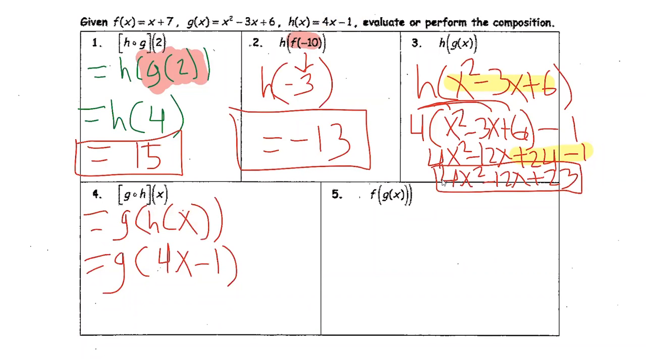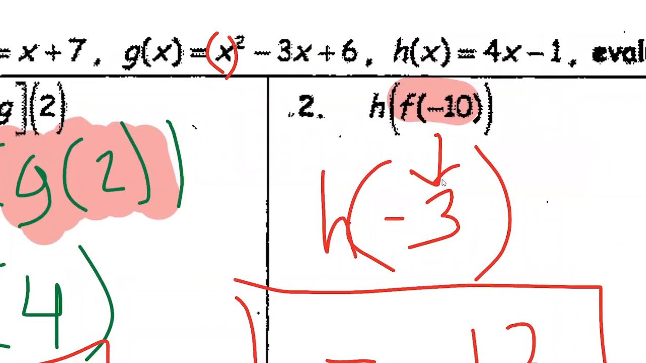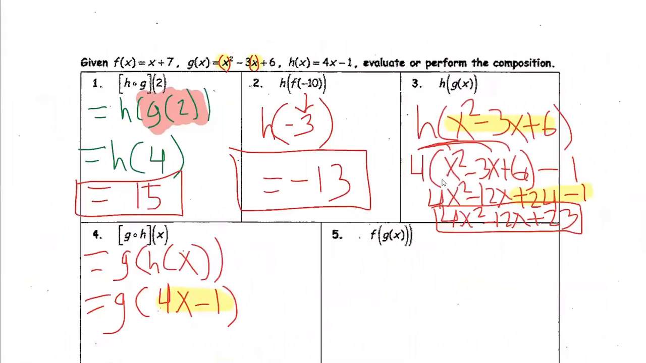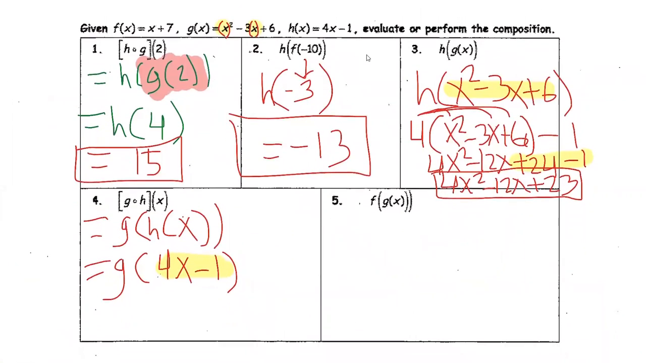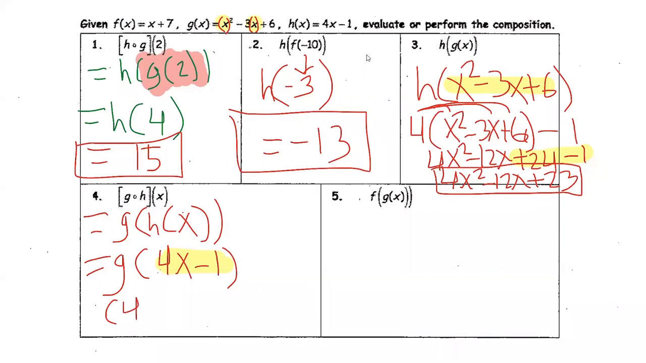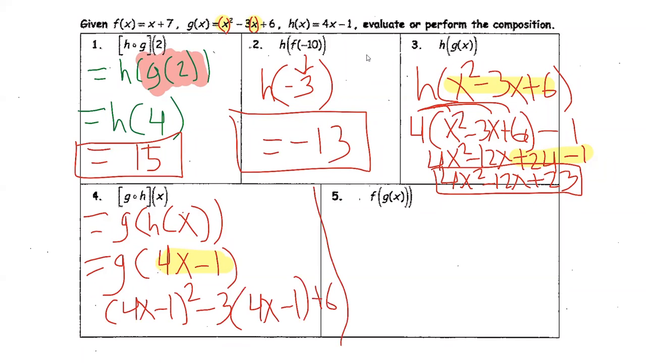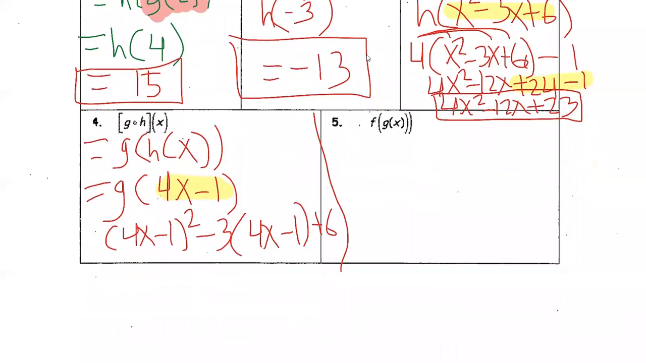So I'm going to take this 4x minus 1 and I'm going to plug it inside of my g function. So anywhere I see an x, I'm going to replace it with a 4x minus 1. So if I do that, I'm going to have parentheses 4x minus 1 squared minus 3 parentheses 4x minus 1, and that plus 6. This is my answer. The only thing I want to see is, can I clean this up a little bit?